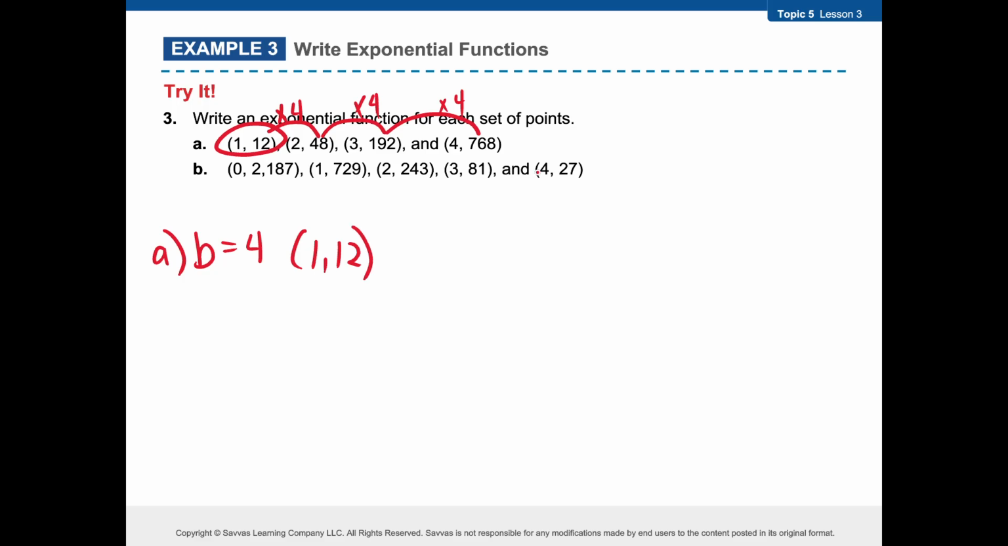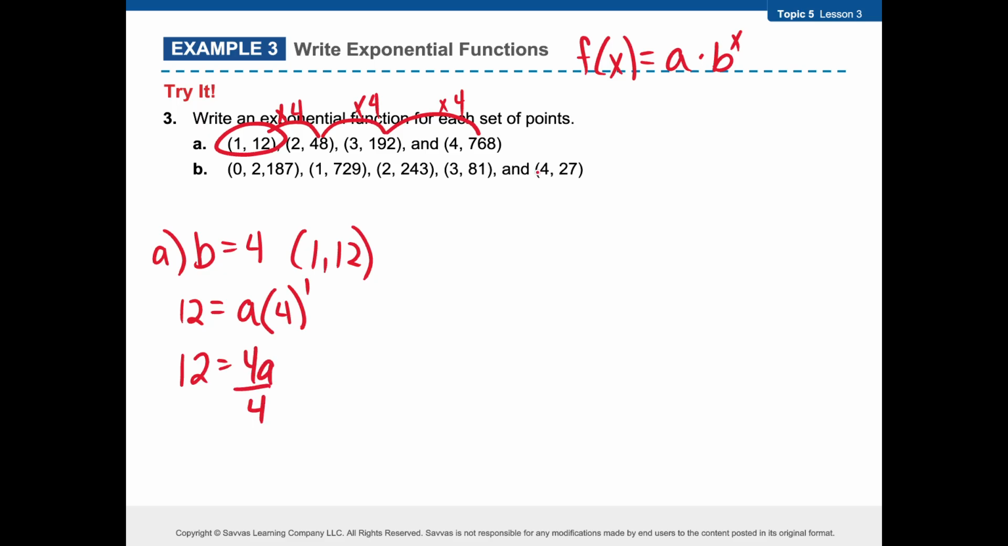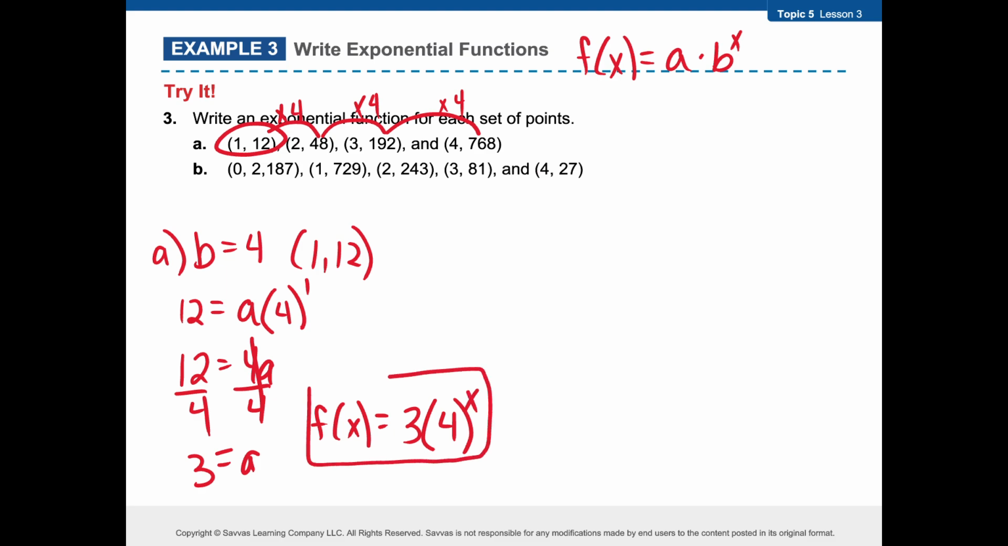I'm going to go with (1, 12) using my exponential form. 12 equals, trying to find a, my b is 4 to the first power. 4 to the first power is 4 times a. 12 equals 4a, divided by 4, a equals 3. So letter A would be f of x equals 3 times 4 to the x power, my exponential function for letter A.